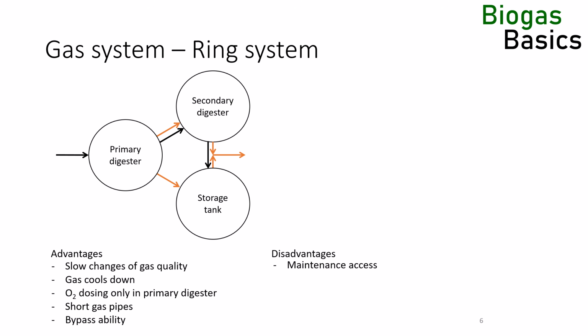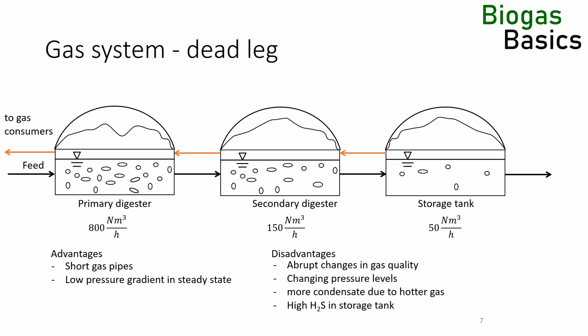We can also invert the question. What is the worst way of connecting the tanks? The worst way is to connect the gas storage as a dead leg. Gas flows directly from the primary digester to the gas consumer. Only excess gas flows upstream into a gas storage.